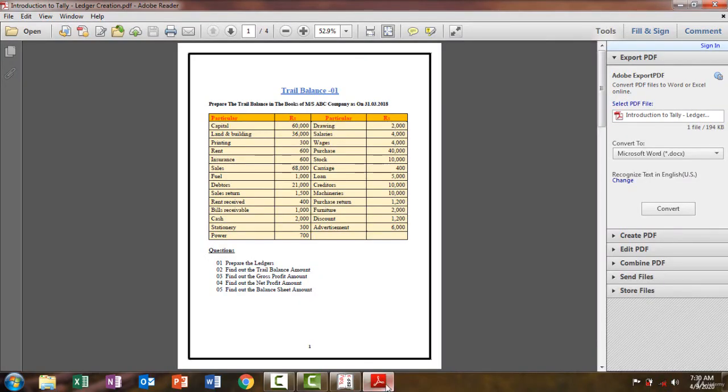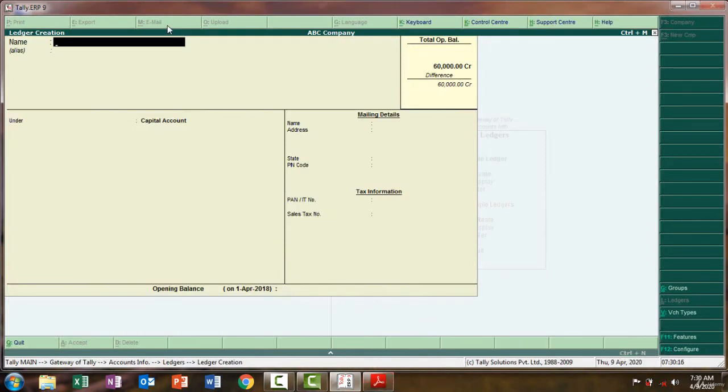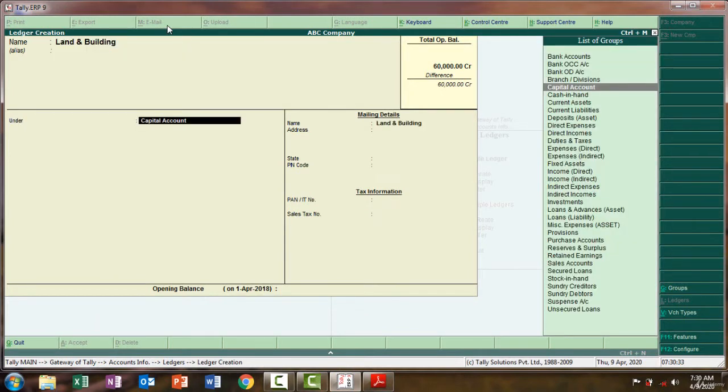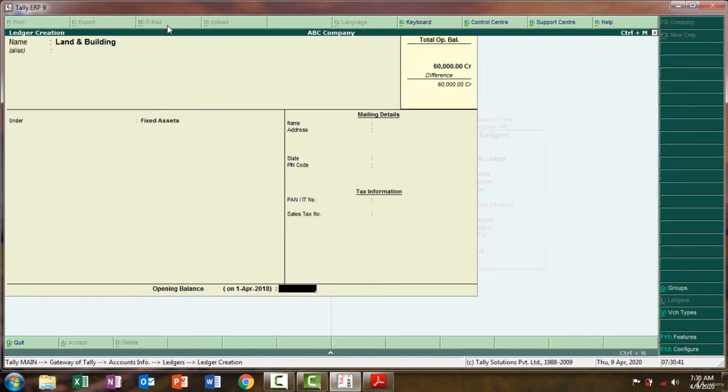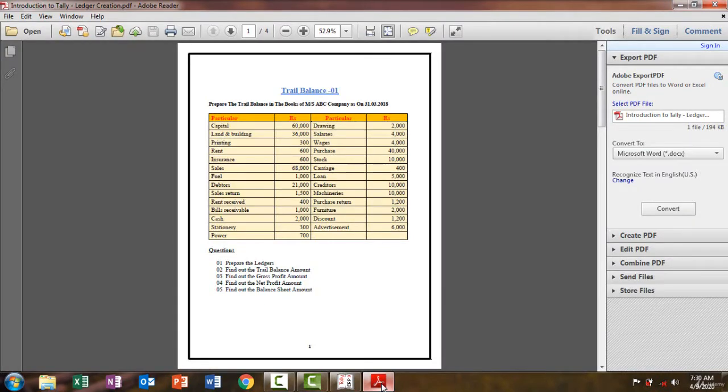land and building 36,000. Land and building 36,000. I'm going to type land and building. It comes under fixed assets. If you type fixed, it will show the group Fixed Assets. I'm going to select it, then the amount is 36,000, debit, yes. And then the third one is printing 300.